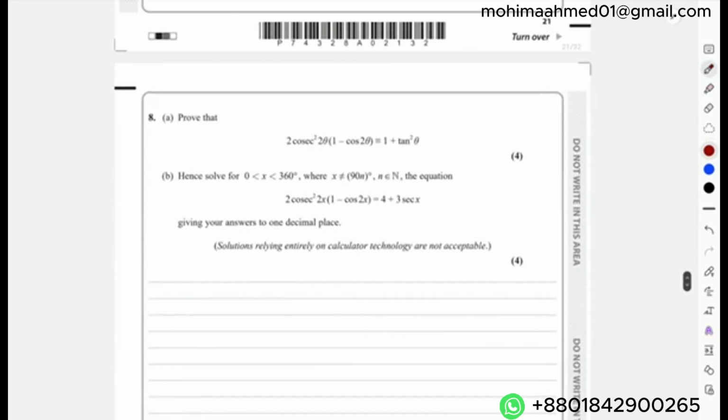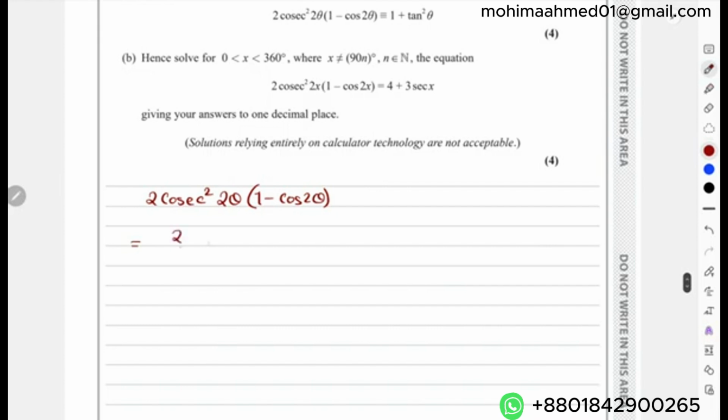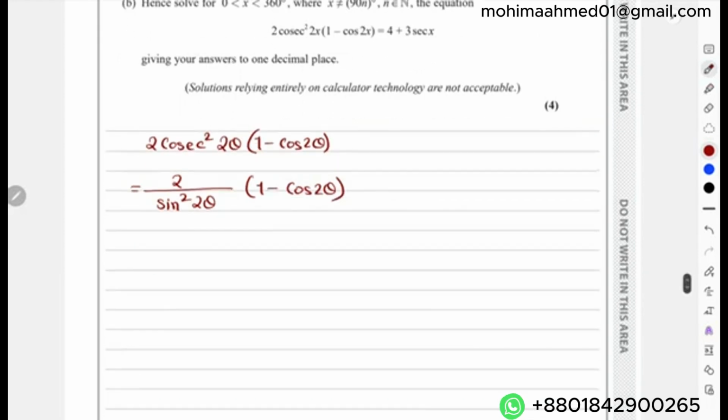Okay, so for question 8, we need to prove that 2 cosec squared 2 theta, 1 minus cos 2 theta can be written as 1 plus tan squared theta. Obviously we understand that cosec is basically 1 over sine, right? So you have 2 cosec squared 2 theta and 1 minus cos 2 theta. So we'll break that down: 2 over sine squared 2 theta, 1 minus cos 2 theta. And again, we'll break this down and multiply the fractions.